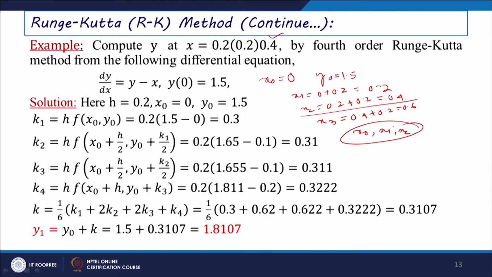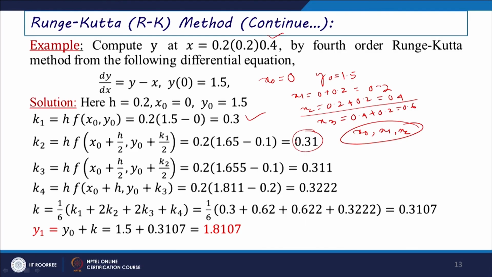First, the x0 value has been given to us. So x0 is 0 here. For h equals 0.2, x0 equals 0 and y0 equals 1.5, we use k1 equals h f of x0 y0. So 0.2 into 1.5 minus 0, that is 0.3 here. K2 equals h f of x0 plus h by 2, y0 plus k1 by 2. So this value is given as 0.31 here.